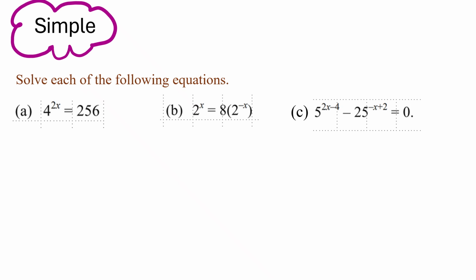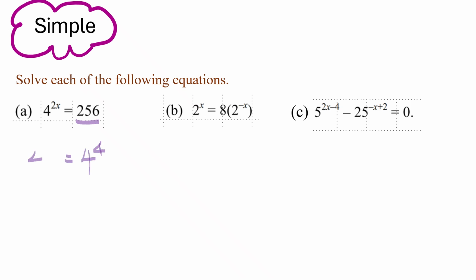So if you look at part A, this is a relatively easy question. All we need to do is to put 256 as base 4 to the power of something, and you can just easily use your calculator to try. Just take 4 times 4 times 4 times 4 and see how many times you have to do it to get 256. If you do it correctly, you'll see that I need to take 4 times 4 times 4 times 4, which means 4 to the power of 4.